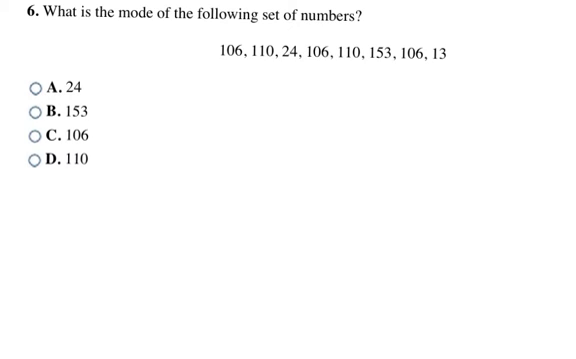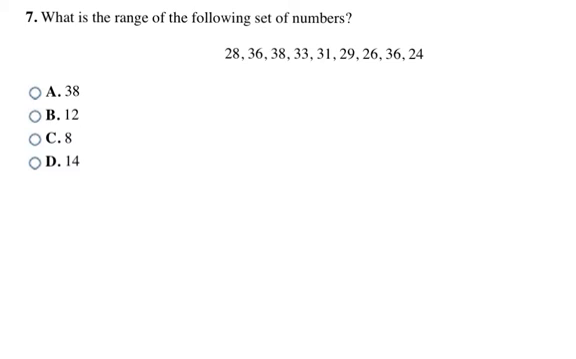This problem here asks me to find the mode of the following set of numbers. So once again, I'm looking for the number that occurs the most. So I'm going to look through and see if I find a number that occurs numerous times, and I see that this 106 occurs 3 times. So I'm going to check the rest of the numbers to make sure they don't occur more often than 3 times. So I have 110, and that occurs twice. I have a 24, and that occurs just once. The 153 occurs once, and the 13 occurs once. So 106 is the one that occurs the most times, which is letter C.